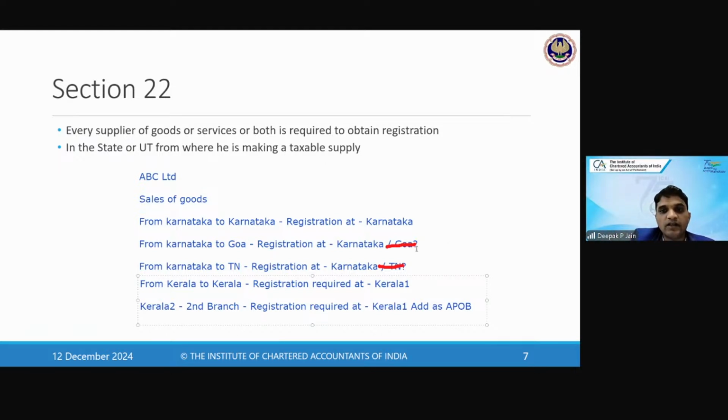So people who are saying that you have to take registration in all the places where you are supplying to, not required. You take registration only at the place where you are available and you can supply from here itself.